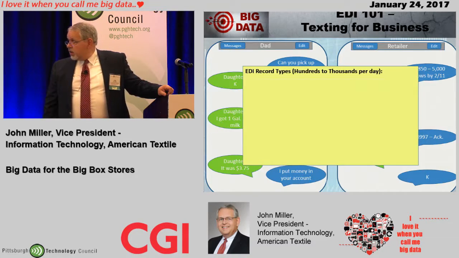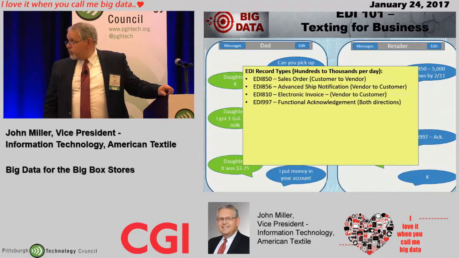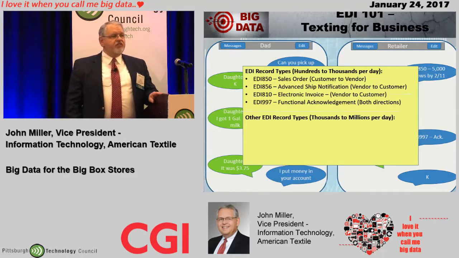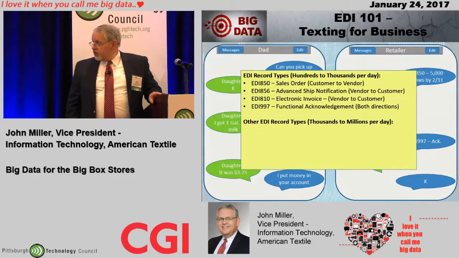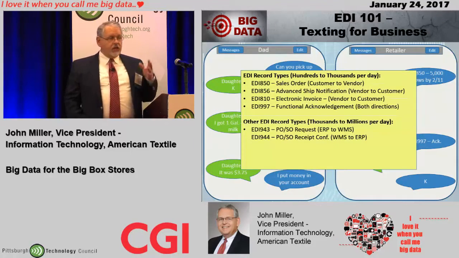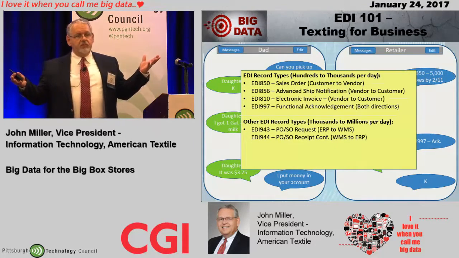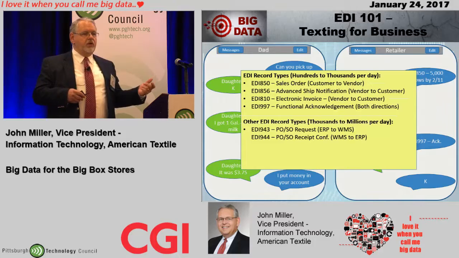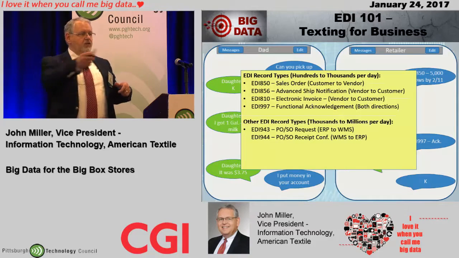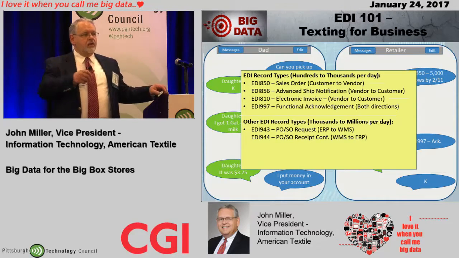So, just very quickly, EDI sales, advanced ship, acknowledgments, hundreds to thousands of records a day, 365 days a year. Some other records, we have an ERP system, we have a WMS system. The two systems send EDI back and forth to each other all day long. I got a PO, here it is. I received it in, here's the inventory. It goes back and forth.